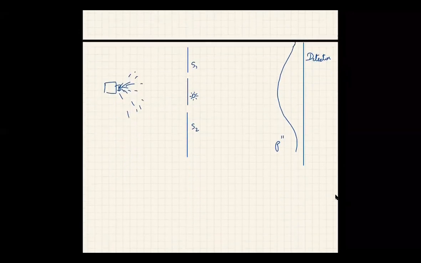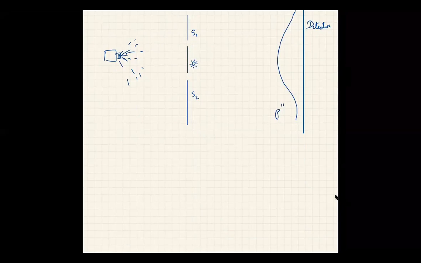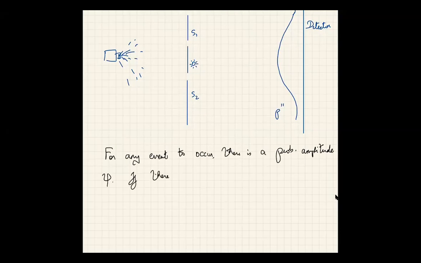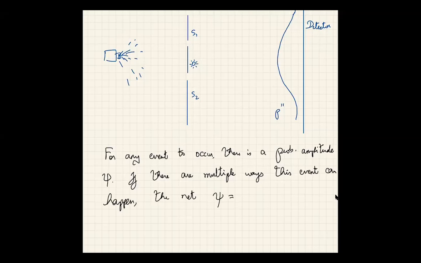Okay. So what is the takeaway from this lecture? The takeaway from this lecture is that for any event to occur, there is a probability amplitude psi. Okay. If there are multiple ways this event can happen, the net psi is the simple addition of all the different ways in which it can happen.